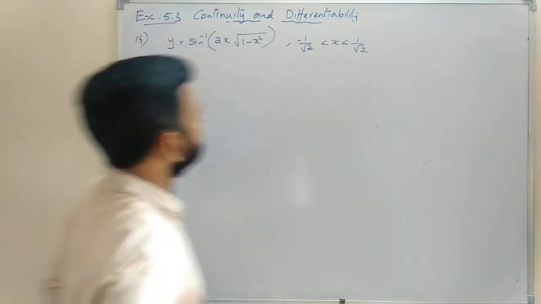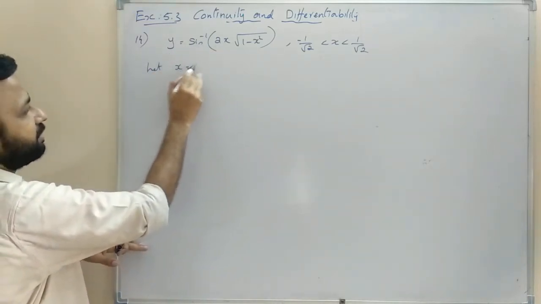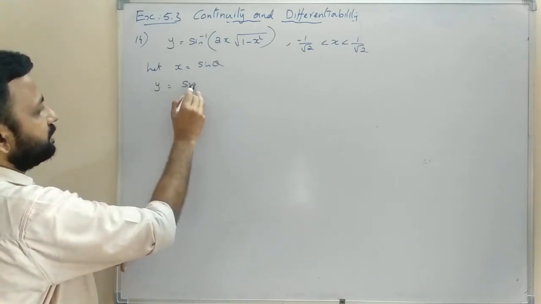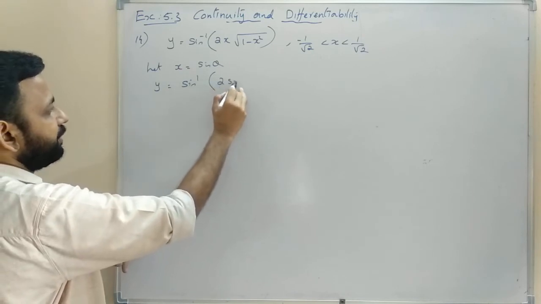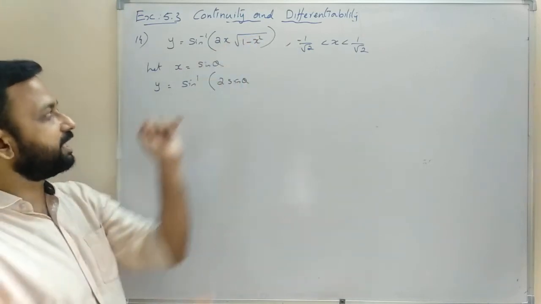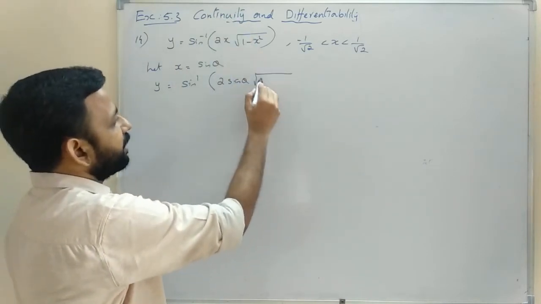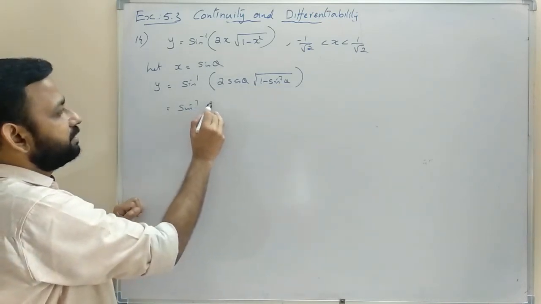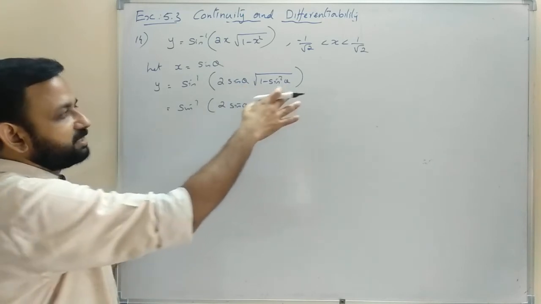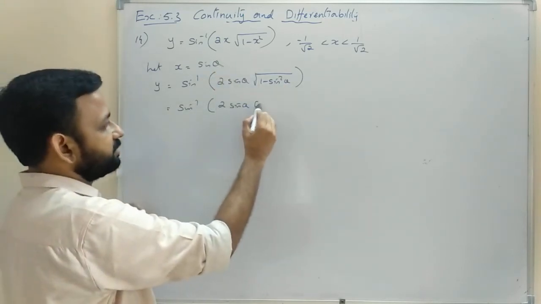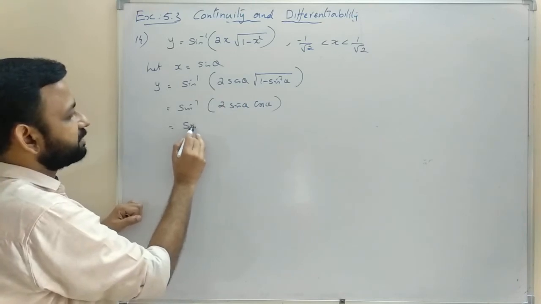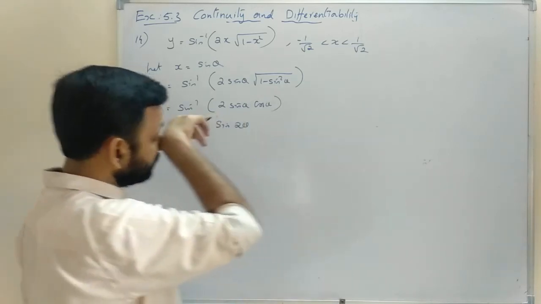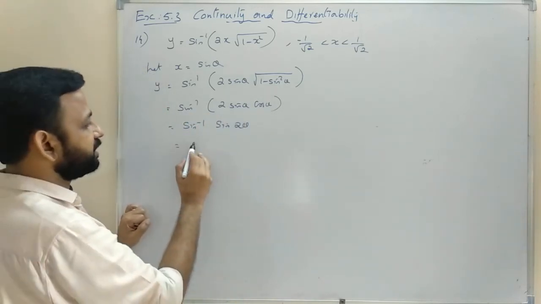So here, this substitution: let x is equal to sin theta. Then y is equal to sin inverse of 2 sin theta into under root 1 minus sin square theta. That is sin inverse of 2 sin theta and under root cos square theta, that is cos theta. That is sin inverse of 2 sin theta cos theta, that is sin 2 theta. That is the formula: sin 2 theta is 2 sin theta cos theta. So sin inverse sin 2 theta, that is 2 theta.